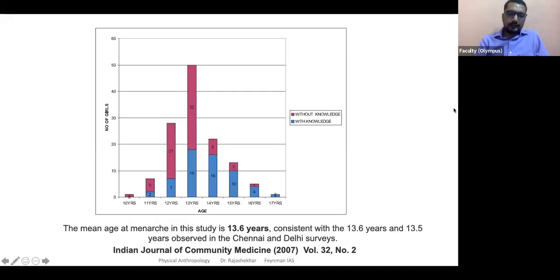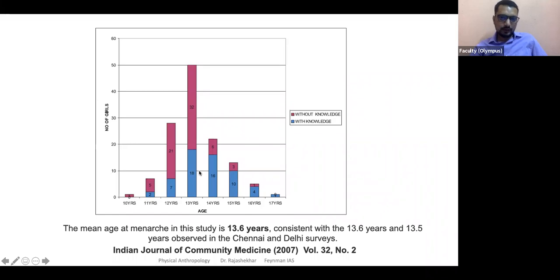Also, the latest study, of course, over a decade old, clearly indicates that the mean menarche age is about 13.6 years. Delhi and Chennai also conducted surveys on this. So it shows that the menarche age is about 13.6 years.